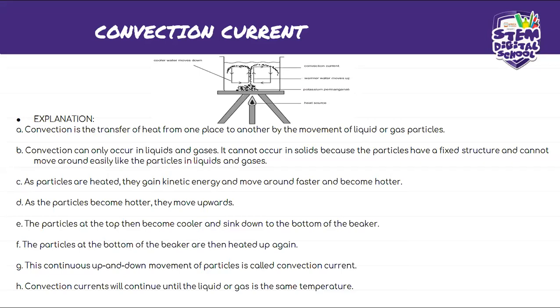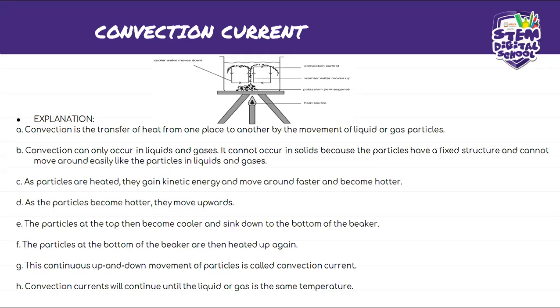So I repeat, convection can only occur in liquids and gases. It cannot occur in solids because the particles have what, a fixed structure and cannot move around easily like the particles in liquids and gases.